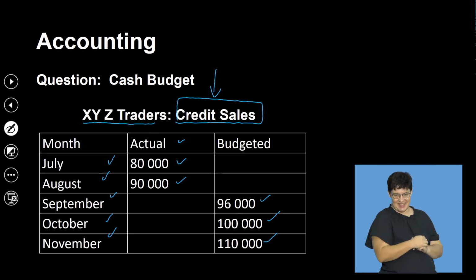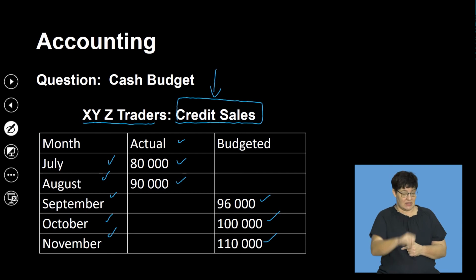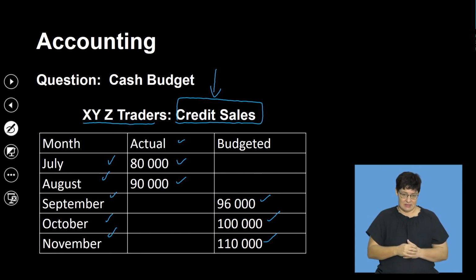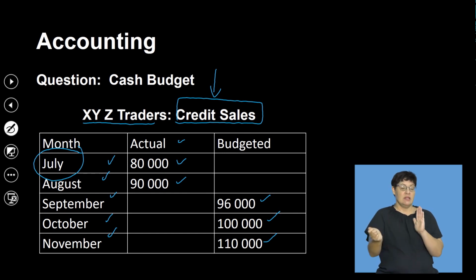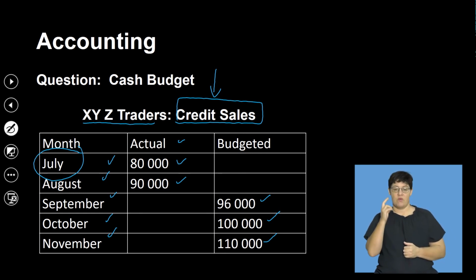If you sold goods on credit in July, how will your customers pay you? Some will pay in July, 50%. Some will pay in August, 30%. Some will pay you in September, the 18%. Can you see? So your July credit sale is going to impact on September, which is in your budget period, September, October, and November. Clearly, you must be able to see this.